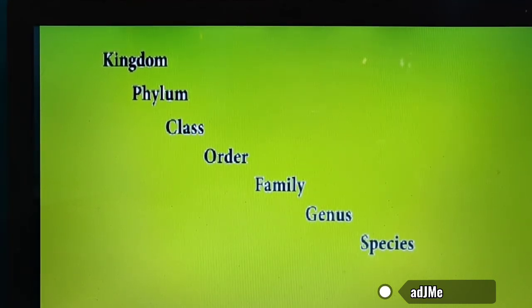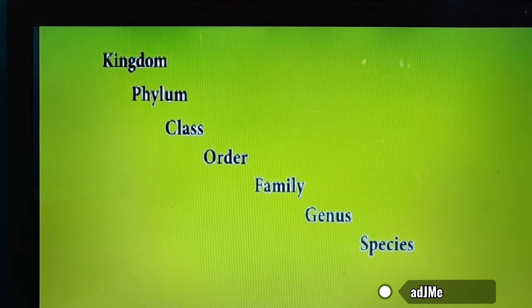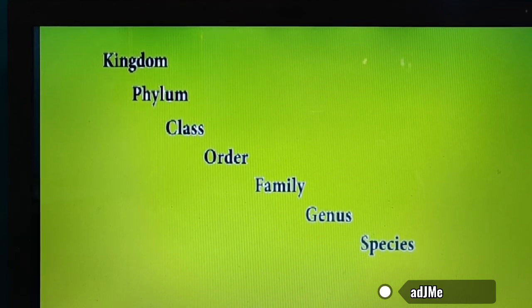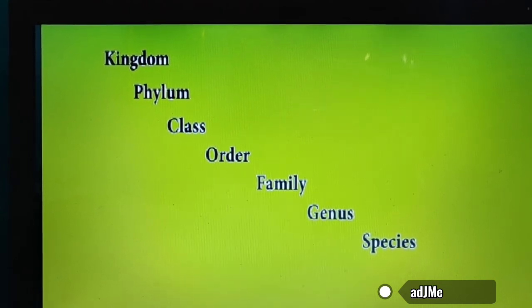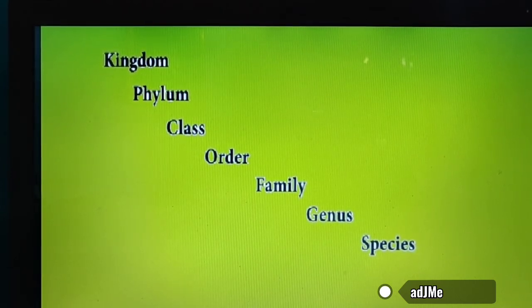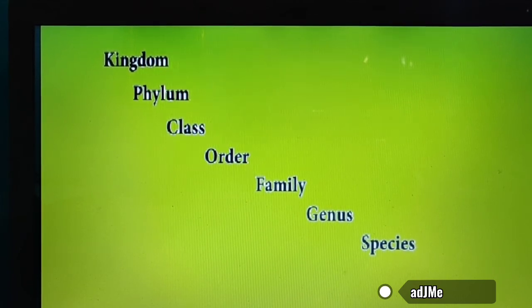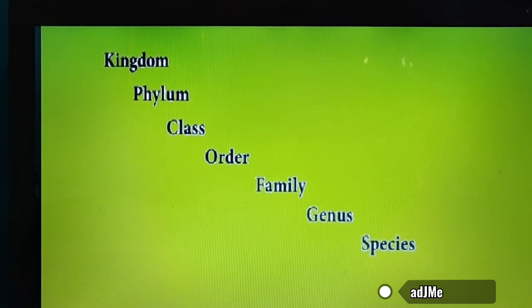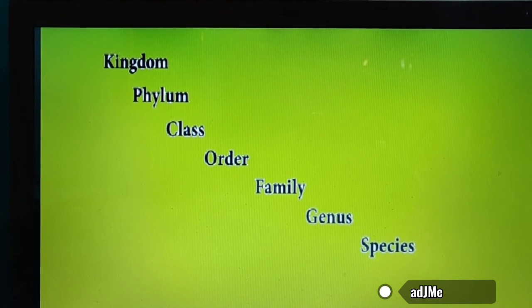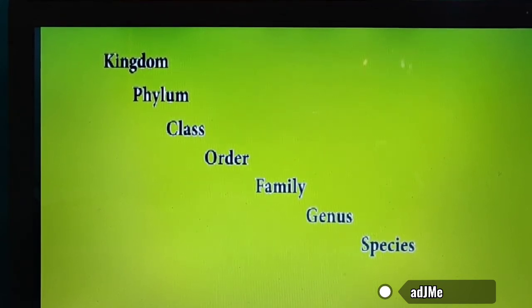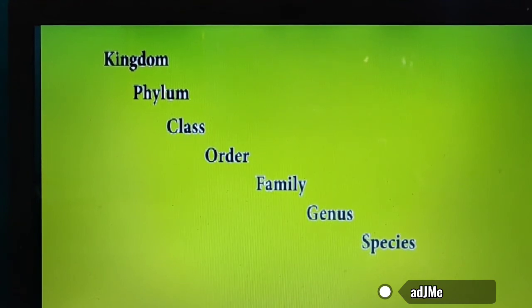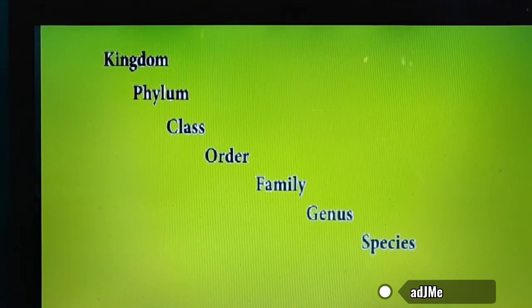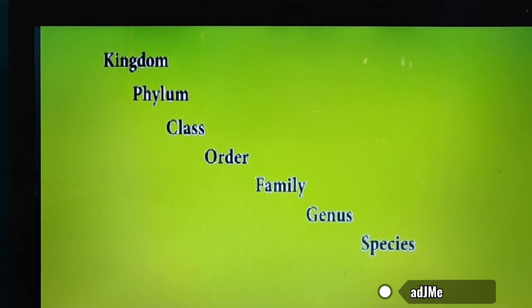Now, the last one is the highest category and the largest division, which is none other than kingdom. For example, as we discussed in the beginning of the lesson, kingdom Monera, kingdom Protista, kingdom Fungi, kingdom Plantae, and kingdom Animalia. Each has its own characteristics. For example, kingdom Plantae includes all plants. What are the important characteristics of plants? Plants have chlorophyll pigment, and so they undergo photosynthesis.